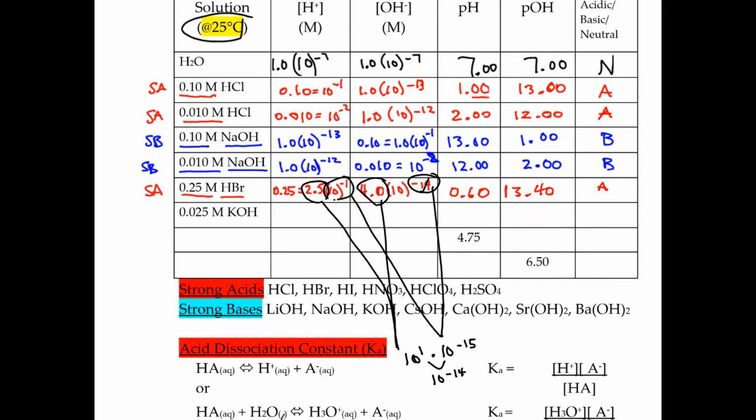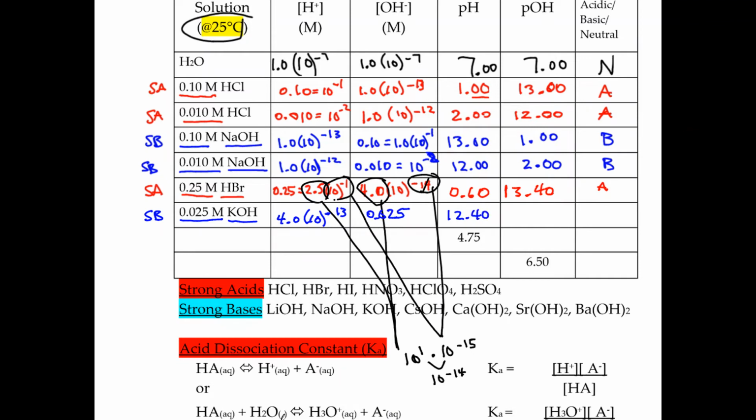It's a base. It's a strong base, KOH. So when it's strong, we haven't learned what to do with weak yet, so they're all going to be strong for now. You're going to put that over here, so 0.025. And when you do the math for this, this is going to come out to be 4.0 times 10 to the minus 13th. And you take the negative log of the H, you're going to get 12.40.